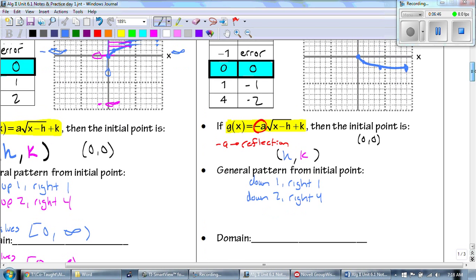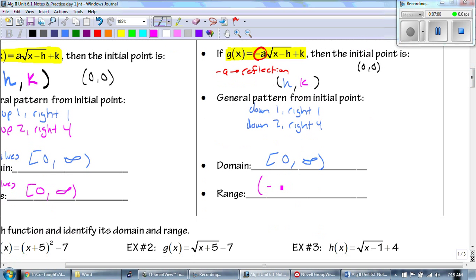My domain is not going to be any different because I'm going to the right. So my domain is 0 to infinity, but this time my range is different. I'm going to negative infinity, and then the highest point that we get is 0.